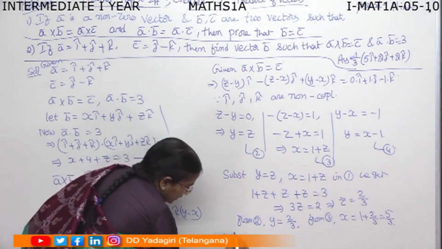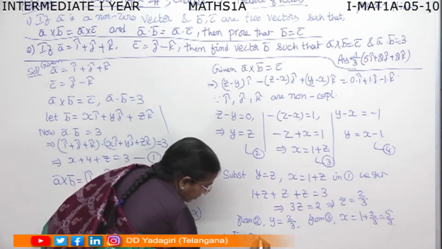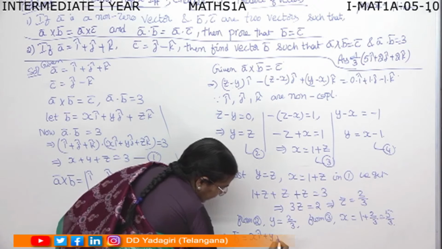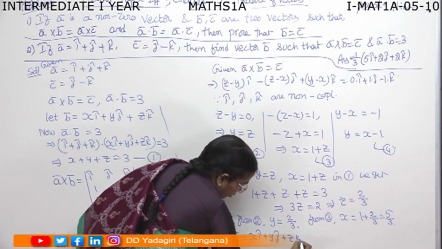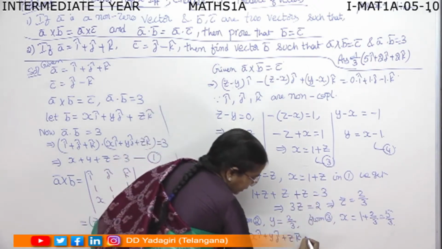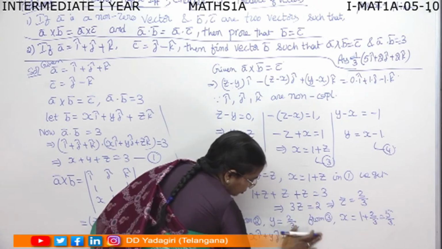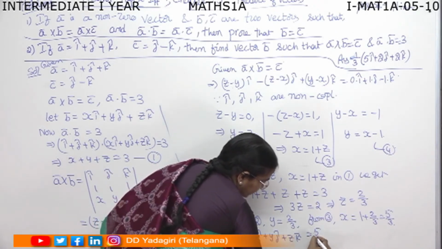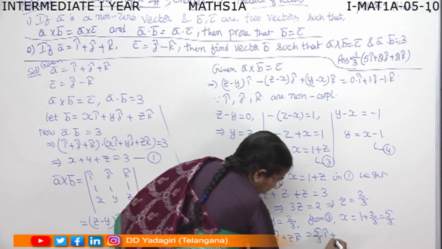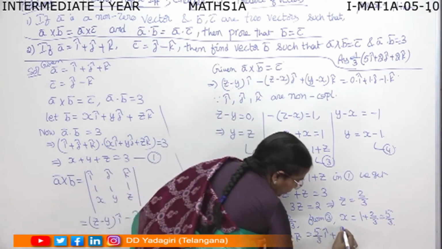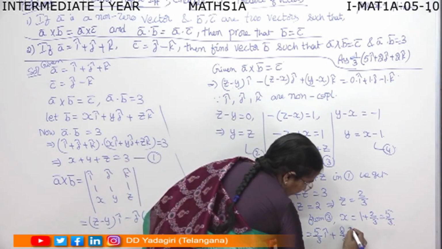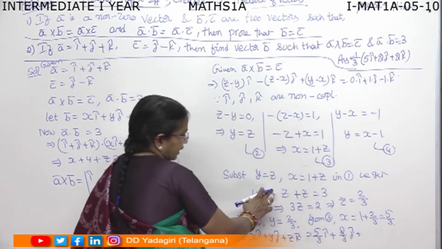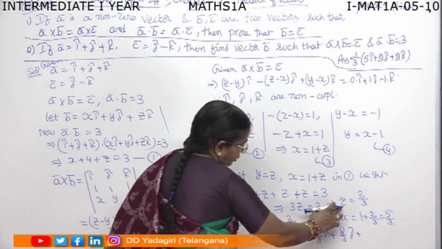So now you substitute all the values in vector B. Therefore B is equal to xi plus yj plus zk. What is x? x is 5 by 3. So it is equal to 5 by 3 i plus 2 by 3 j plus zk. z is again 2 by 3.